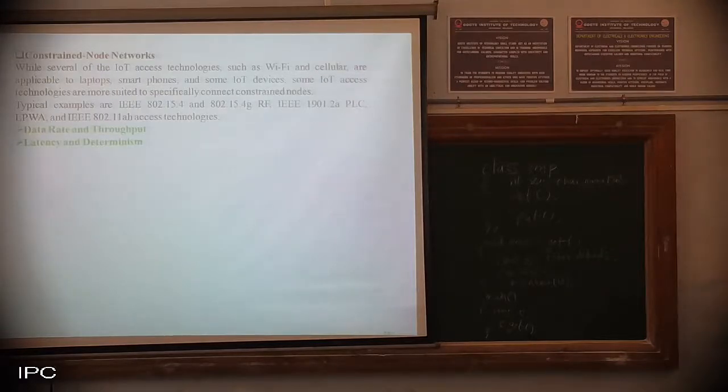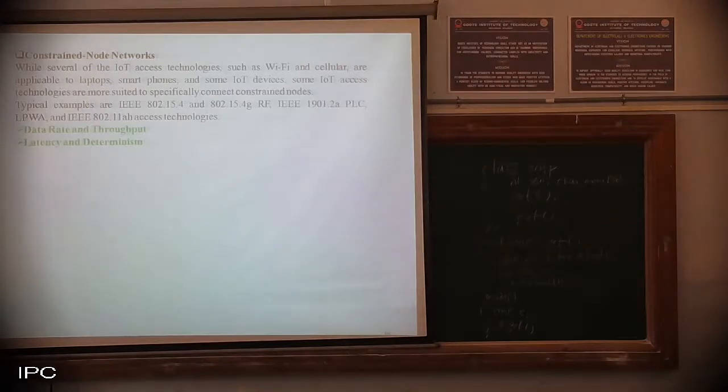Okay, and then the constrained node network. This is also a self-learning unit. It depends on the data rate and throughput, and the latency and determinism. So those are the constraints: data rate and throughput, latency and determinism. This should be discussed for all the different wireless technologies. So that is also one main constraint of the constrained node network.